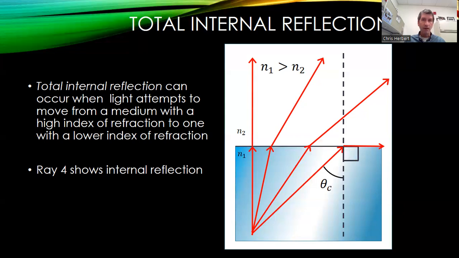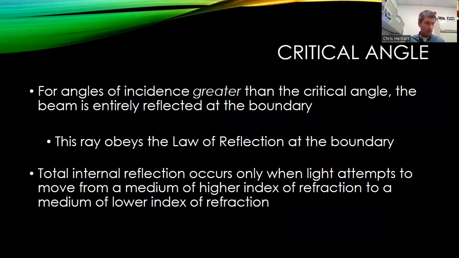And this is a very, very powerful phenomenon to create certain devices. And again, the critical angle isn't just the angle where we're going to get 100% reflection. Anything greater than the critical angle is also going to be 100% reflected. So let's say our critical angle is 45 degrees for the incident ray. An incident ray of 50 degrees, 60 degrees, they're all going to be totally internally reflected.